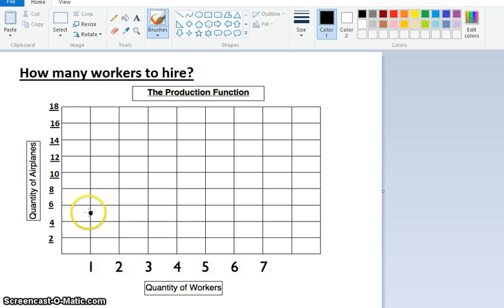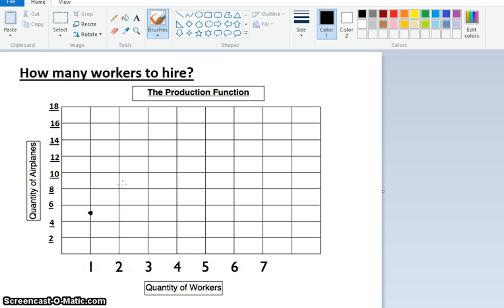It's worth noting that I give them 1 minute. 1 minute. Okay? The first one makes 5 airplanes. And then I have a second worker come up. I let them hire another worker.